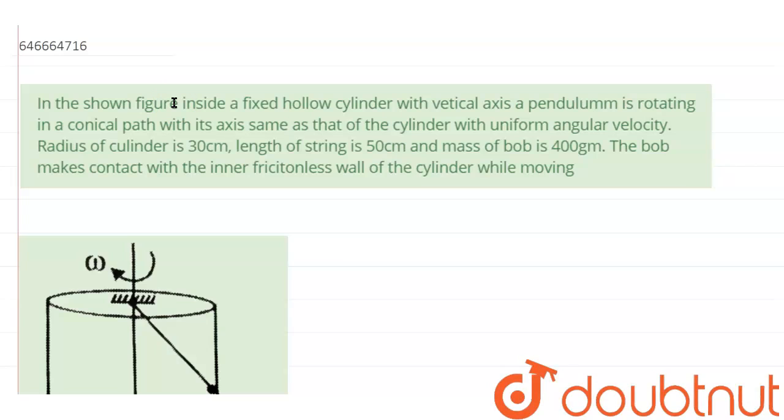In the figure is shown a fixed hollow cylinder with vertical axis. A pendulum is rotating in a conical path with its axis same as that of the cylinder with uniform angular velocity. Radius of cylinder is 30 cm, length of string is 50 cm, and mass of bob is 400 grams. The bob makes contact with the inner frictionless wall of the cylinder while moving.